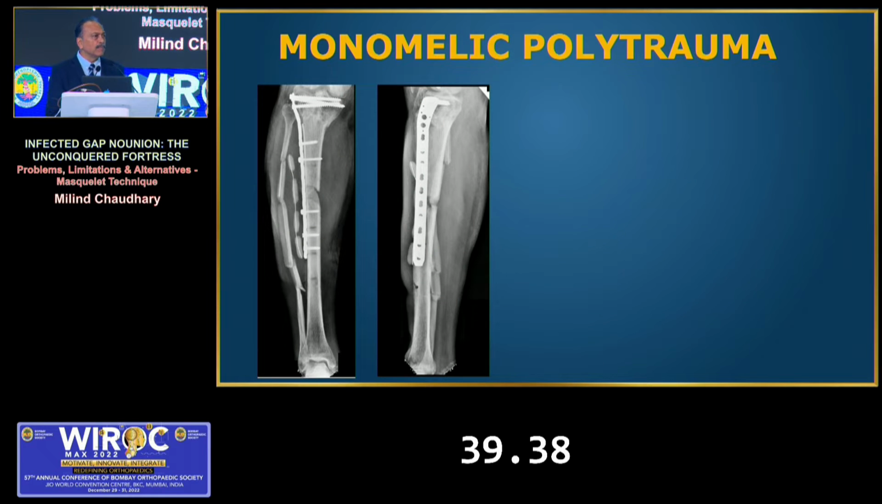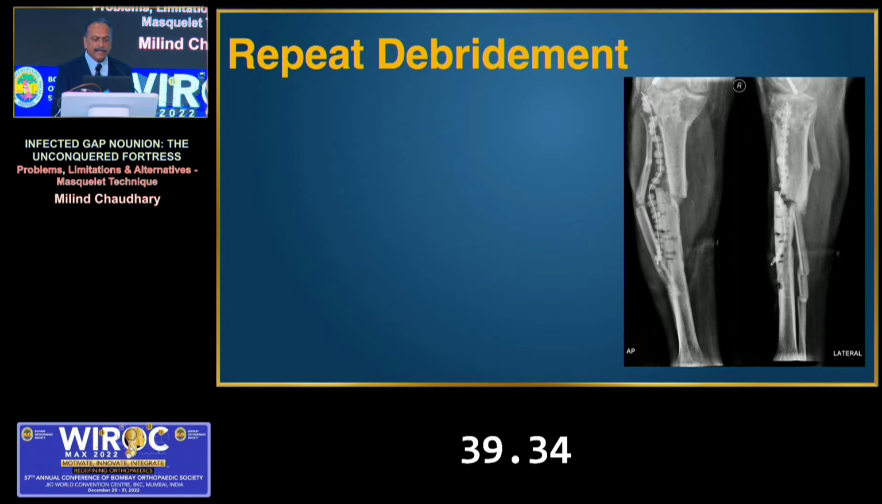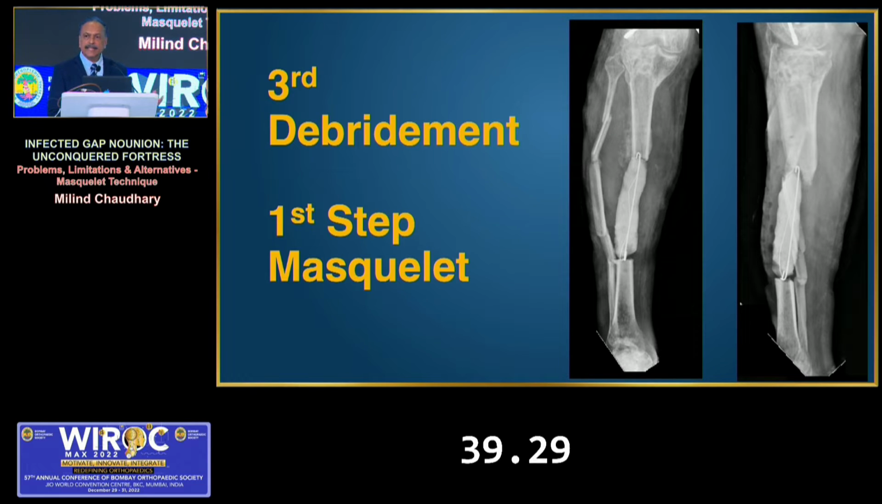Another example, monomelic polytrauma like this, he had a lot of other problems. We debrided him, repeat debridement, and then we find out to our dismay that he needs one more debridement. So this is where the infection severity score comes in. So you can predict and tell the patient, you're going to need 2 or 3 debridements.